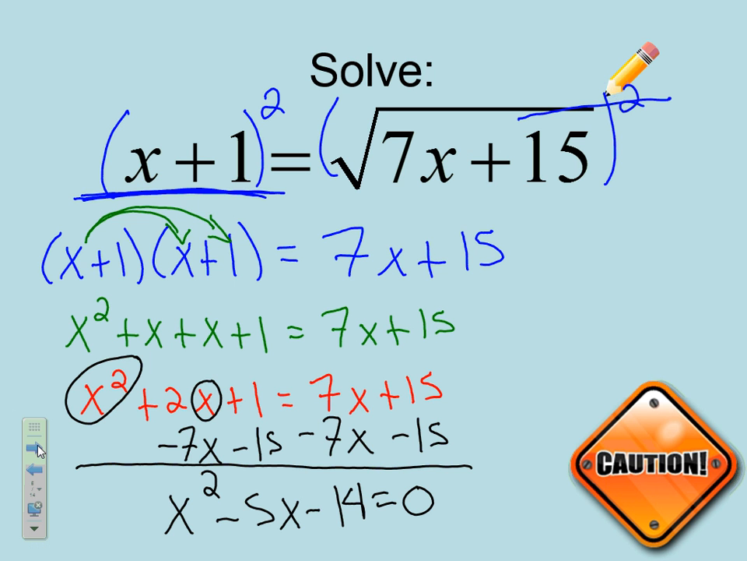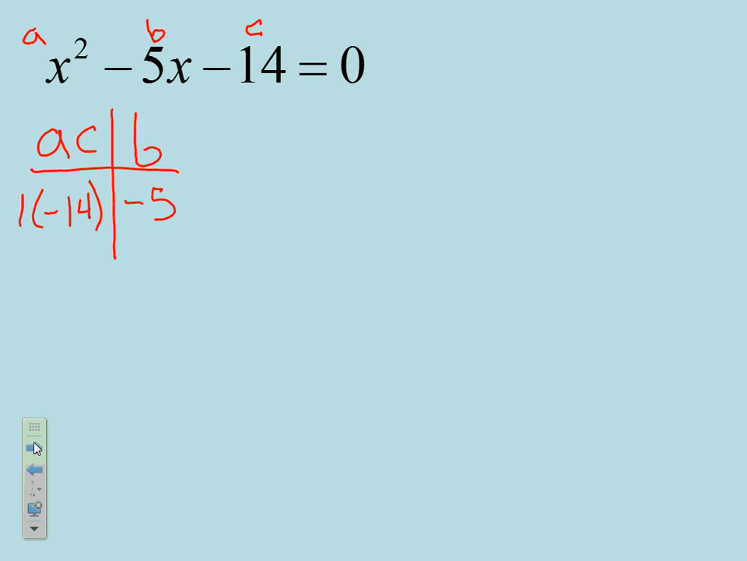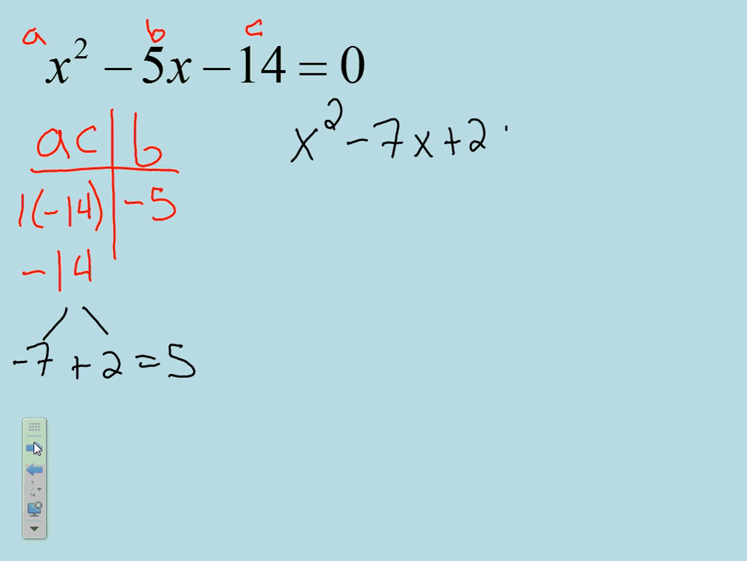Now, ladies and gentlemen, when we get this far, we are not done. We have to solve it. If it looks like this, if you recall from a while ago, we are going to be factoring. We're going to factor it using the AC method. So we have A times C that adds up to B. Remember, this is A, this is B, and this is C. So I'm going to take 1 times negative 14, and it has to add up to negative 5. Two factors of negative 14 that add up to negative 5: negative 7 plus 2 equals negative 5. So I'm going to rewrite my problem as x squared minus 7x plus 2x minus 14 equals 0.